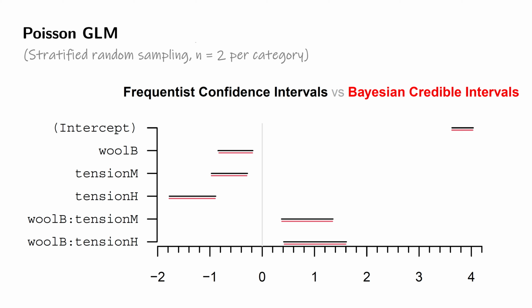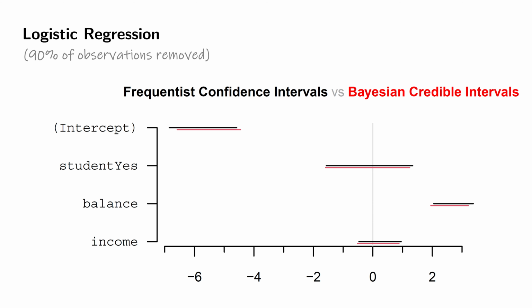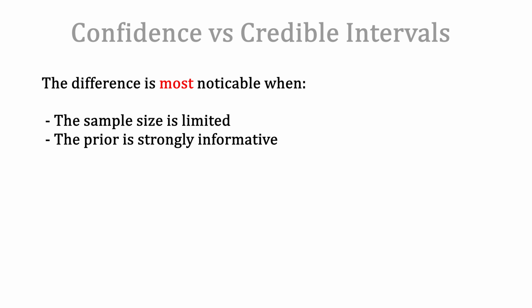The count regression with a Poisson distribution was still indiscernible, but the negative binomial, the one with excess variance, shows confidence intervals more than twice as narrow as their Bayesian counterparts. In the logistic regression example, the difference was still subtle, and in the mixed model example, we now also see a clear underestimation of the uncertainty. In summary then, if you have small data sets or strong prior information, then frequentist intervals tend to underestimate the uncertainty and are potentially off entirely.